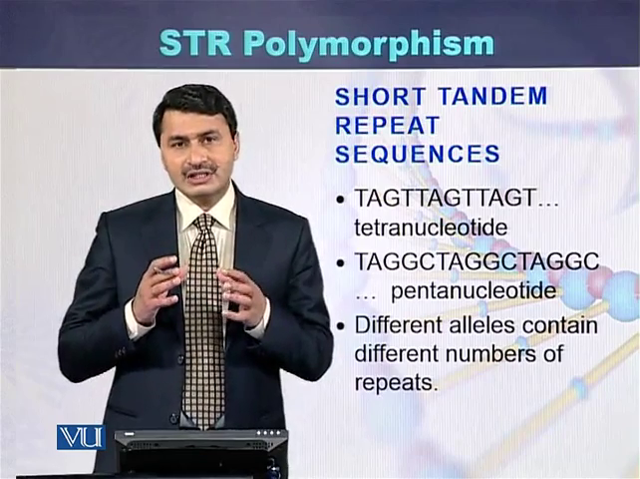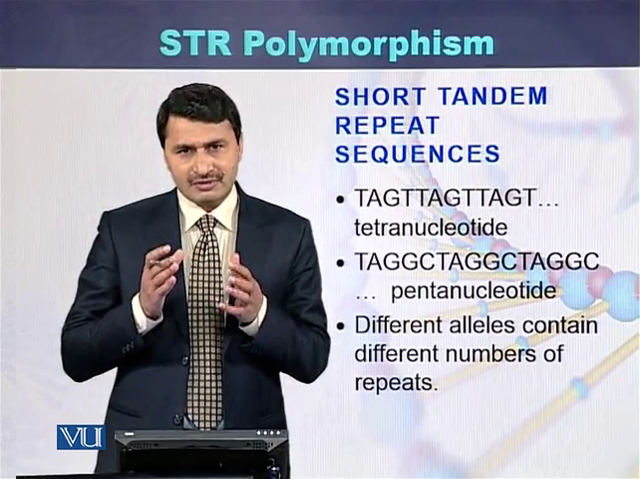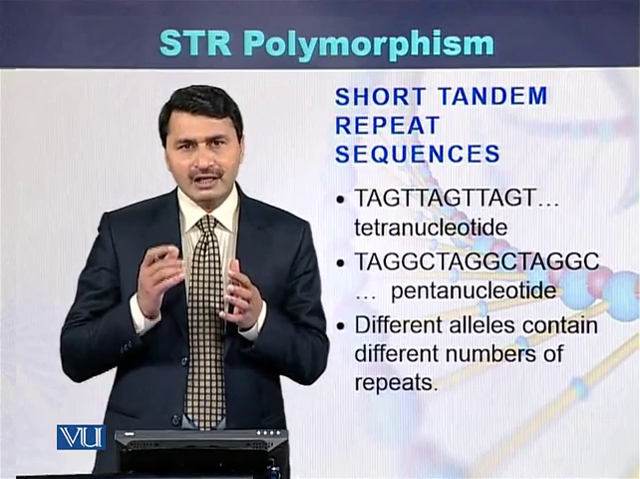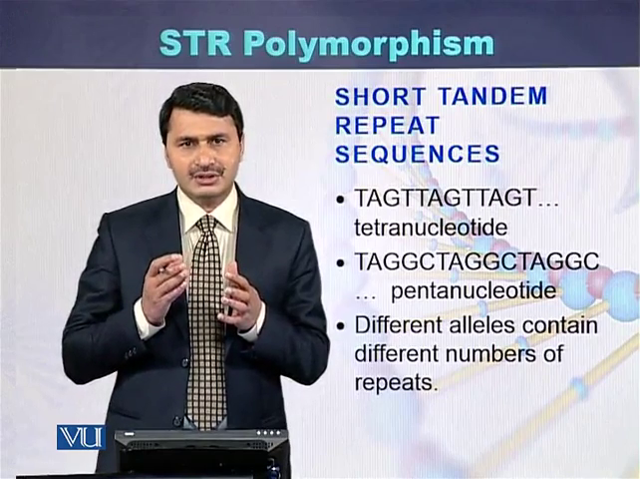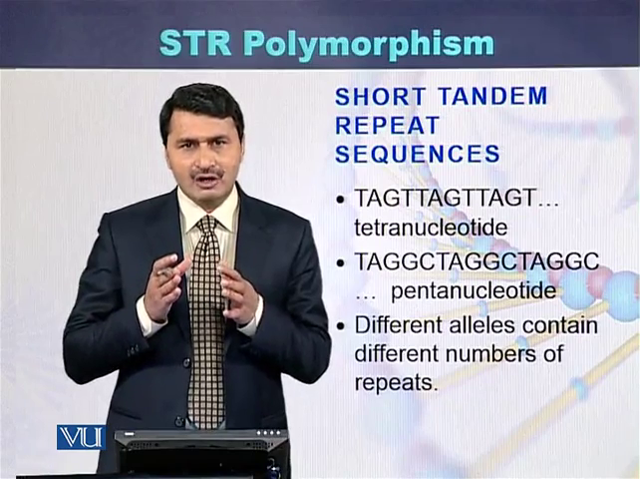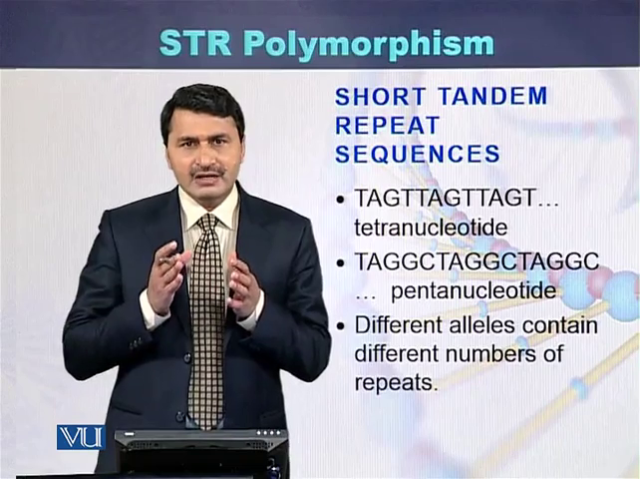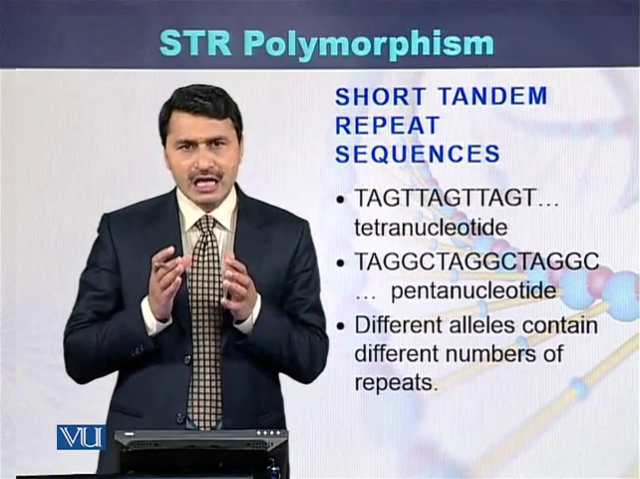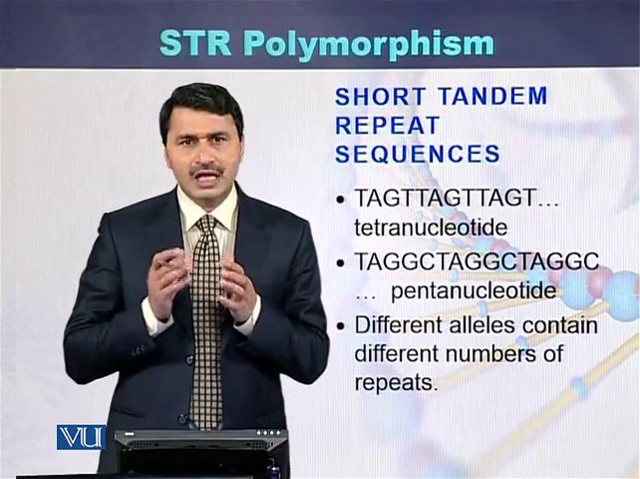Different alleles contain different numbers of repeats. If an individual has two alleles, one allele from the father and one from the mother, it can be that on one allele there would be 7 repeats, while on the other allele there will be 9 repeats. If on one allele there are 7 and on the other there are 9, we will say that the individual at that particular locus is heterozygous. If the repeats on the DNA of the mother and the DNA of the father are the same, that will be called homozygous.